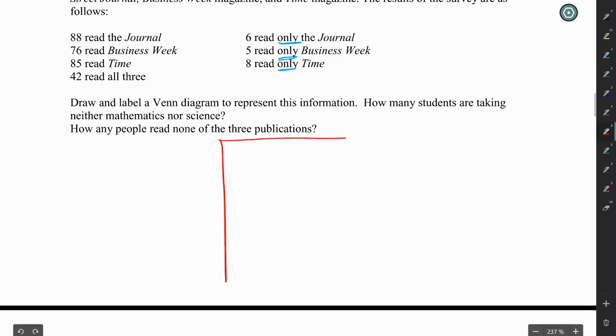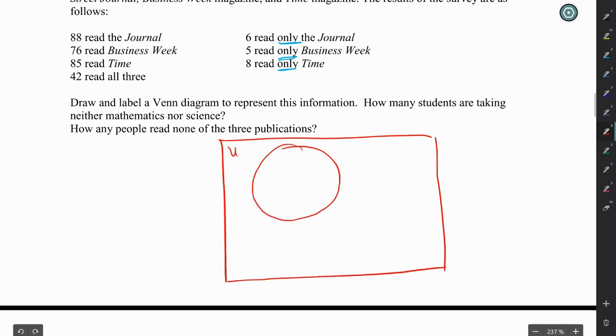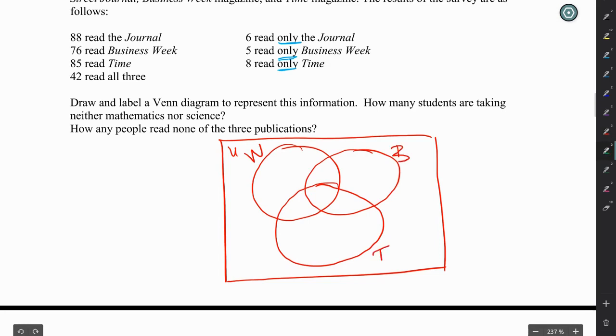So we're going to draw our rectangle, label it with the universal set. Now we need 3 circles that all overlap each other. One is going to be Wall Street Journal, the next is Business Week, and the last one is Time. Here, it's different because 8 read only Time, so we can just put the 8 right in that circle that's only Time. 5 read only Business Week, 6 read only the Journal. 42 read all 3.